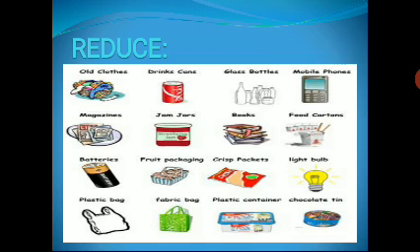Use natural resources wisely. And the examples of reducing things are old clothes, drinking cans, glass bottles, your books, jam jars, batteries, plastic bags, fabric bags, chocolate tins. A lot of examples are there.